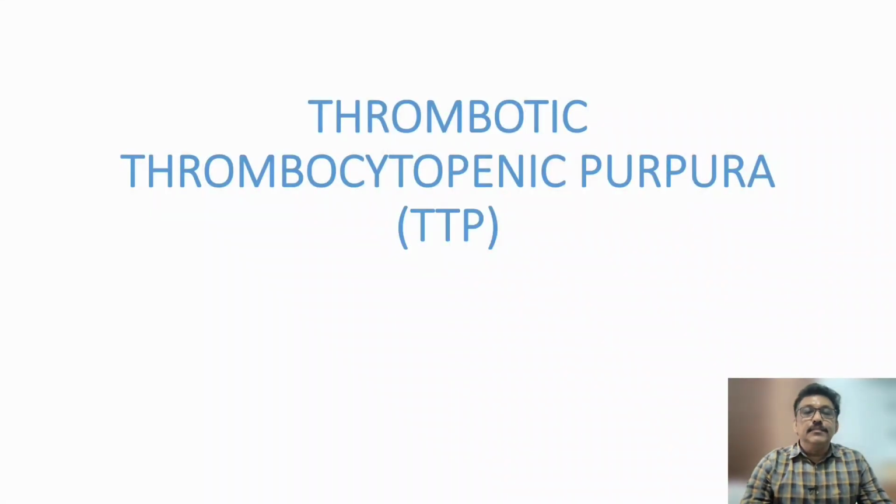Today, let us discuss thrombotic thrombocytopenic purpura. Here, there are two important problems. One is thrombosis forming inside our blood vessels, and that will lead to consumption of platelets, and it may lead to thrombocytopenia. Then it will produce a bleeding tendency. That is thrombotic thrombocytopenic purpura.